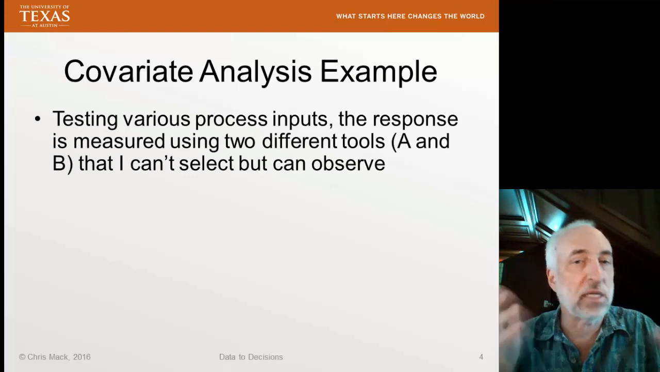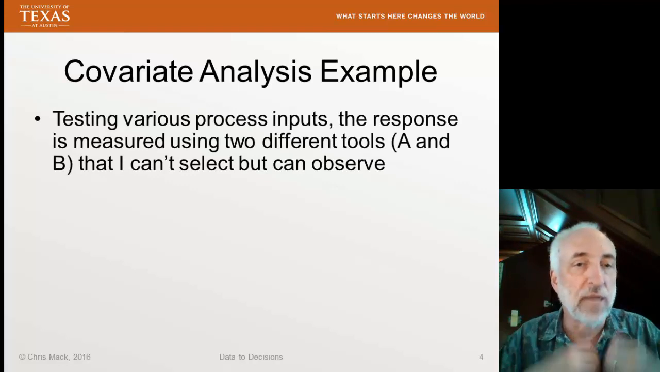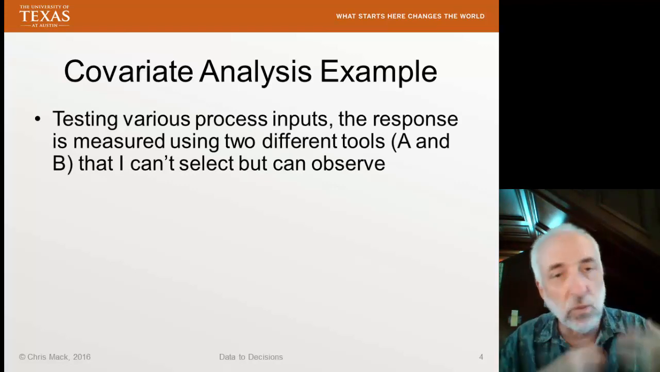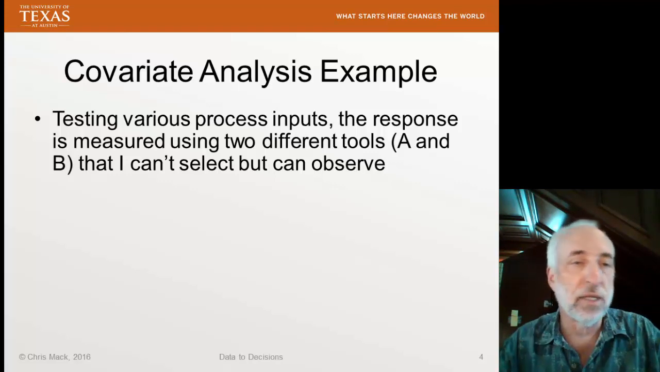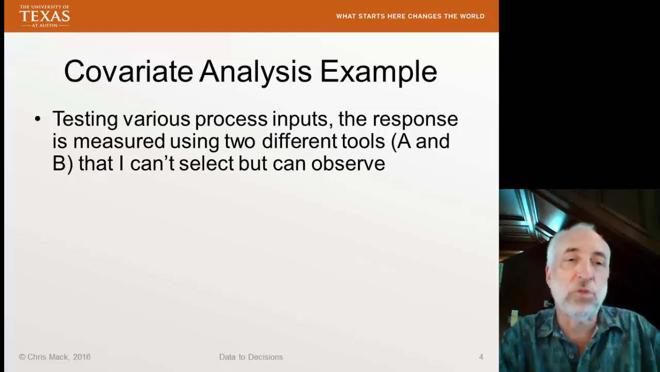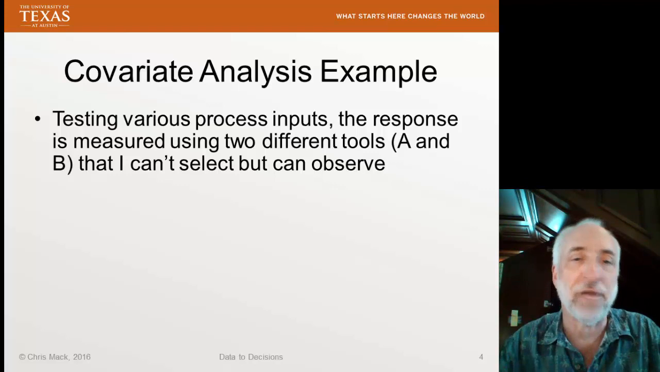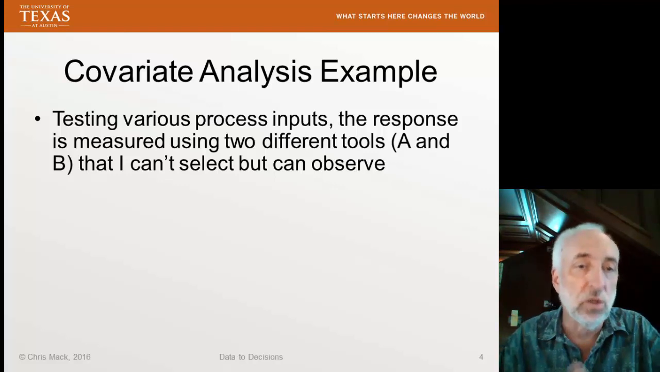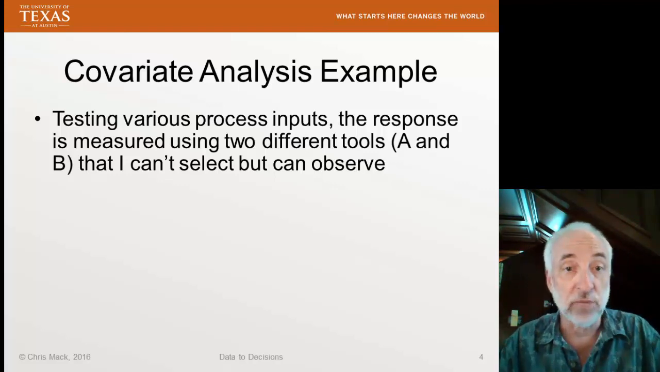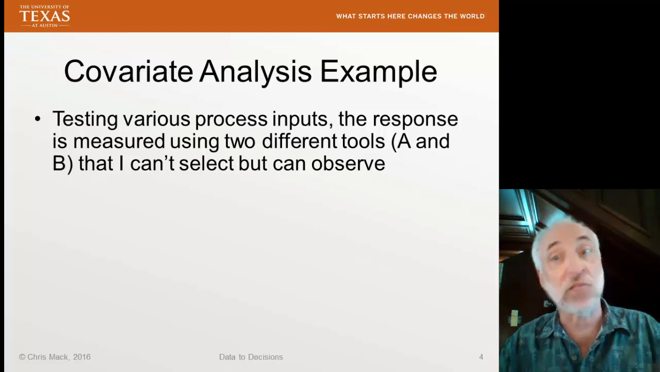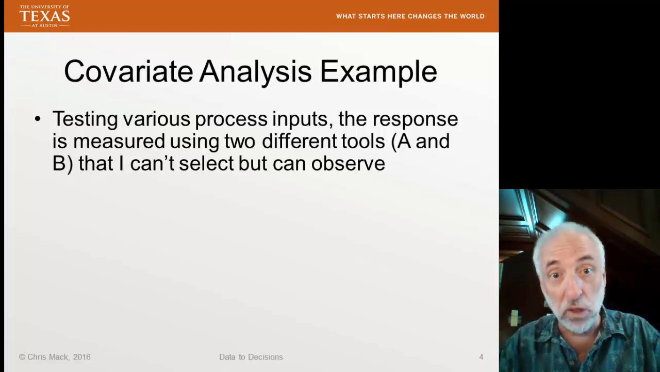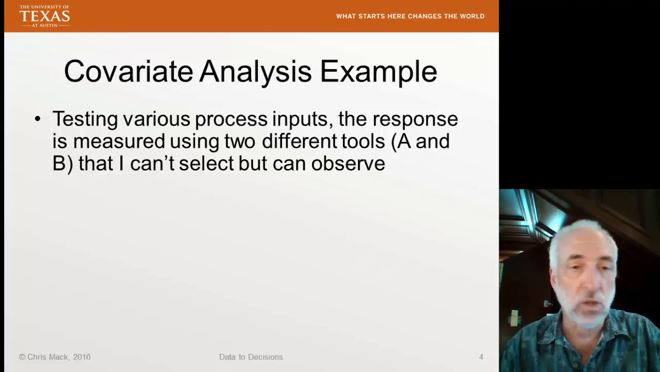Suppose I'm testing process inputs and then I'm measuring the response. And when it goes through the system, it might go to tool A or it might go to tool B. Because of the nature of my manufacturing process, I can't select between the two. It just sometimes goes to A and sometimes goes to B, but I can't control it. That is, I record which tool that measurement went through.